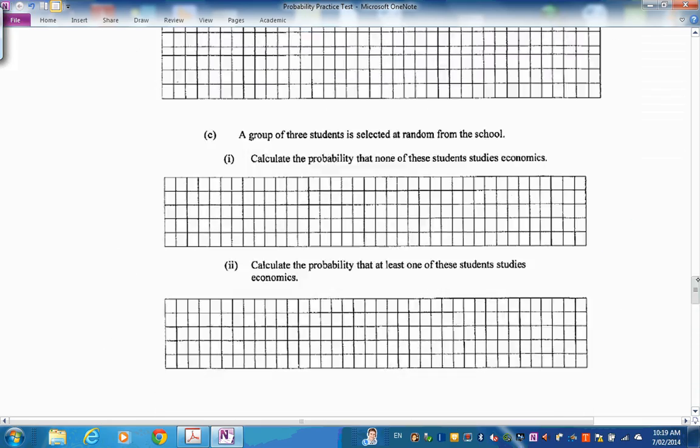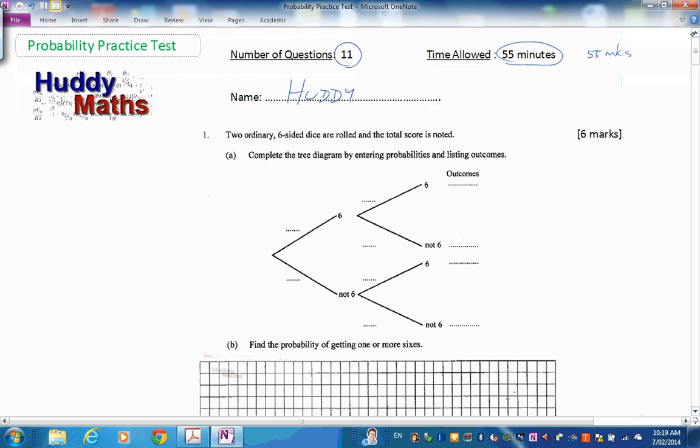Okay, so coming back up now, right up to the top. Here we go. 2 ordinary 6-sided dice are rolled and the total score is noted. Probability of getting a 6 on the first one is 1 in 6. Not a 6 is 5 in 6. Second one, 1 in 6, 5 in 6. Okay, on the second one.